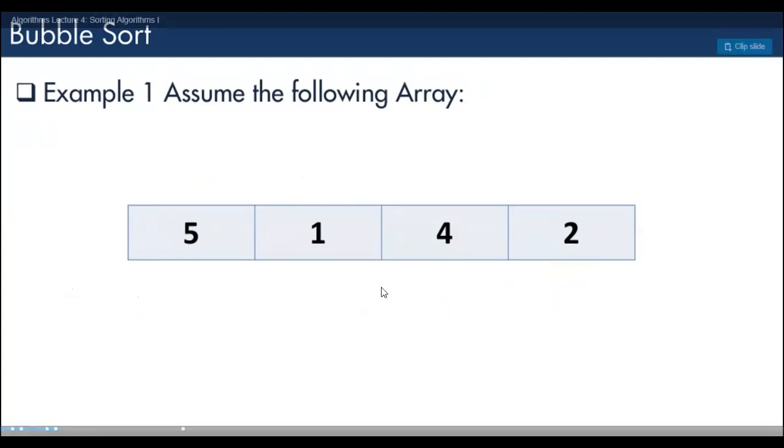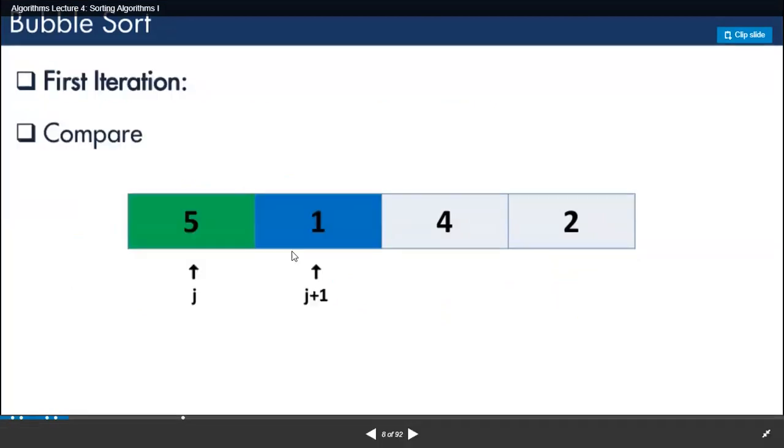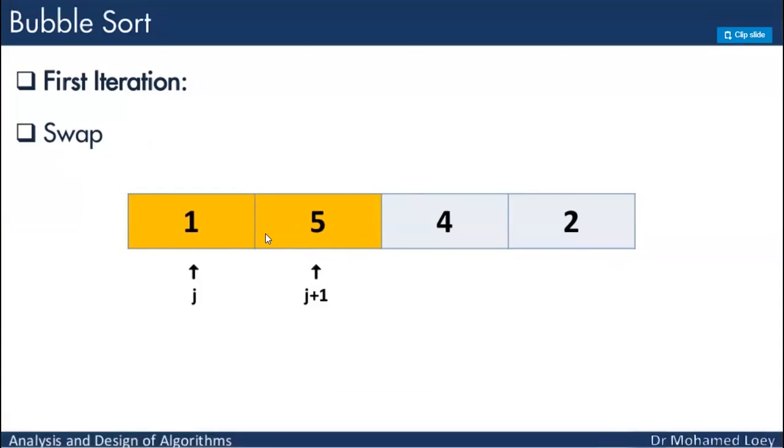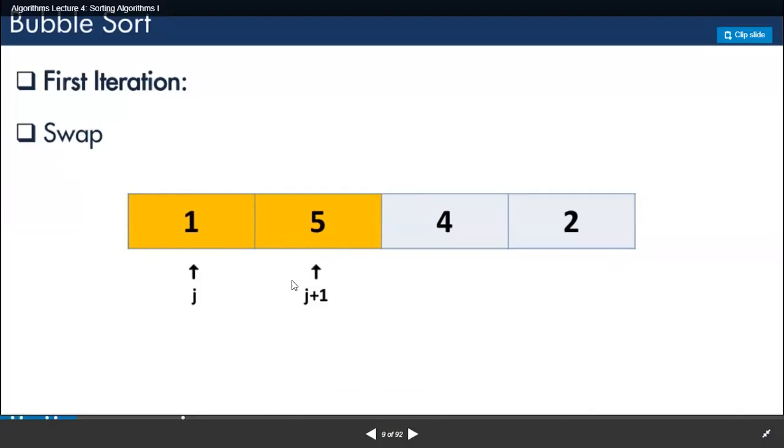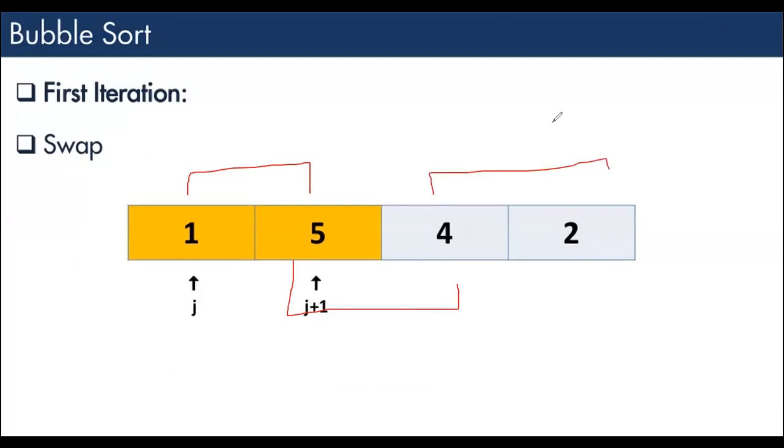Okay, let's see. In the first iteration, we compare these two adjacent elements, j and j plus 1. Are they in the right order? No, because we want smallest to largest. So we swap them. You see this is the swap, so it becomes 1 and 5. We swap the positions of these two elements using a temporary variable. You can use other swapping techniques. Then we go for the next two adjacent elements. We have compared these two, then we will compare these two, and these two. We'll keep going on like this.